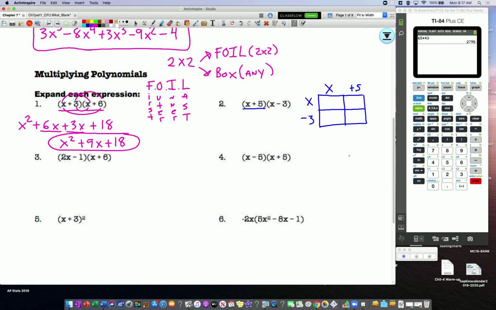Draw another box. So now, in essence, what I'm doing is I'm finding all the little areas of this box by multiplying the terms of their sides. So this first one would be x times x, x squared. Here, this is x, this is 5, so I get 5x. Negative 3 and x, minus 3x. Negative 3 and positive 5 make negative 15. So now I can combine my like terms. I have x squared. Here my x's are the same, plus 2x minus 15. And I got the answer.